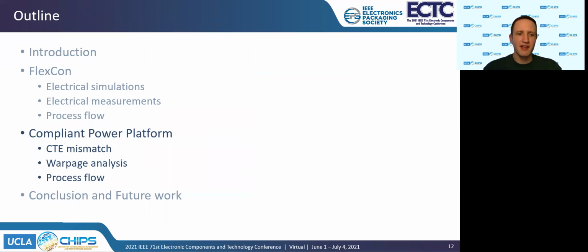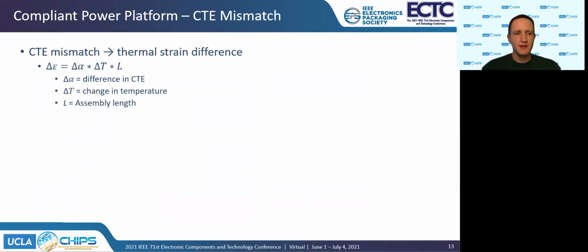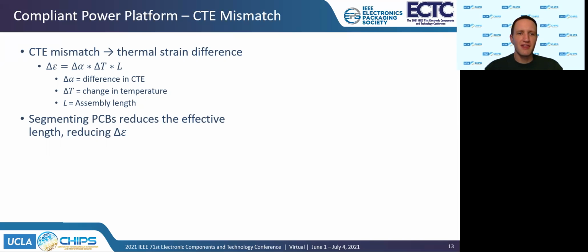Next, I will discuss the compliant power platform. As I mentioned earlier, thermal stresses are present in organic substrate to die assemblies. This is a direct result of the mismatch in coefficients of thermal expansion between the different materials that make up the assembly. For a given change in temperature, the difference in thermal strain between two materials is given by the product of the CTE mismatch, the temperature change, and the length of the assembly. By reducing the effective length, we can reduce the thermal strain difference, and this can be achieved by dividing the organic substrate or PCB into smaller segments.